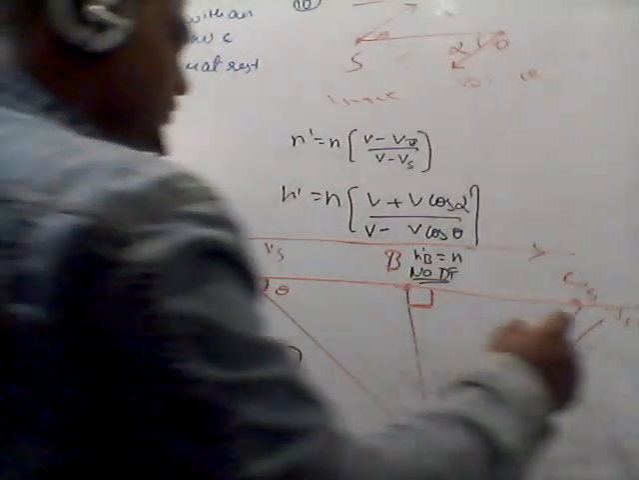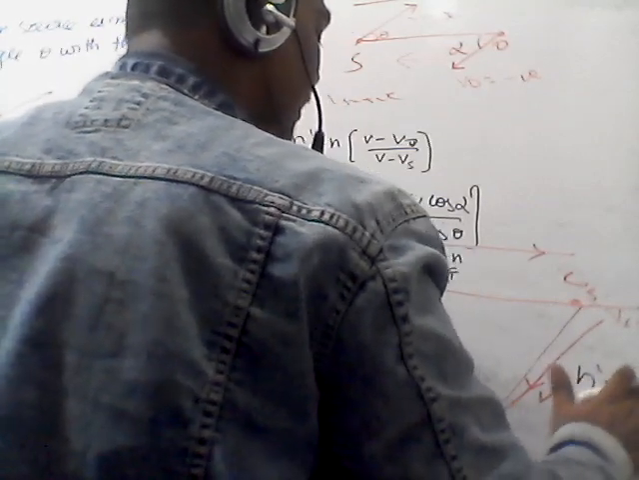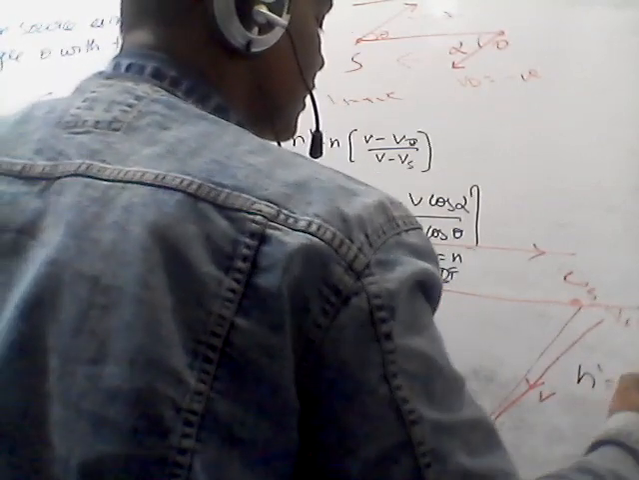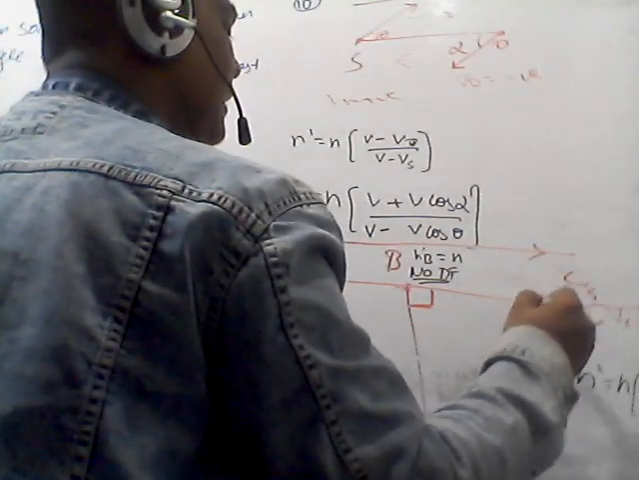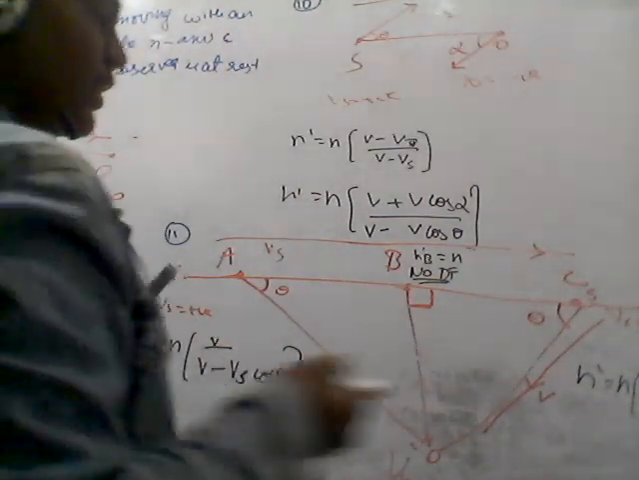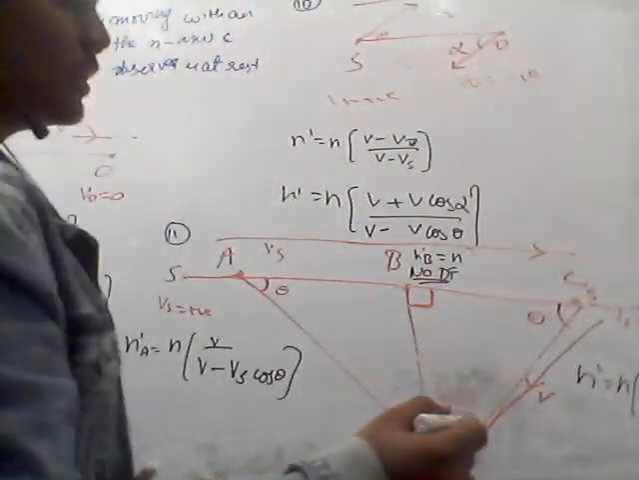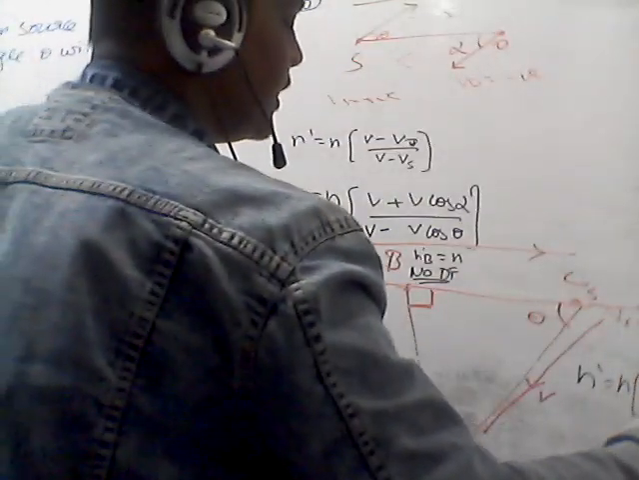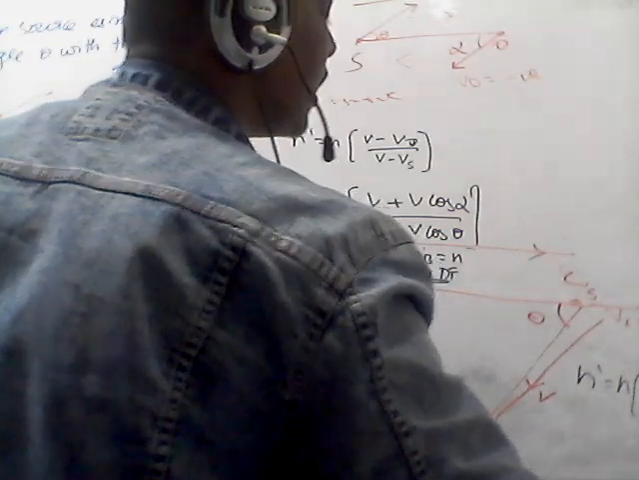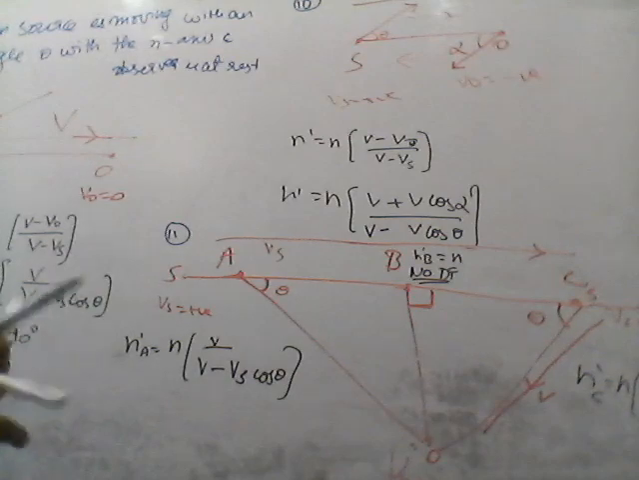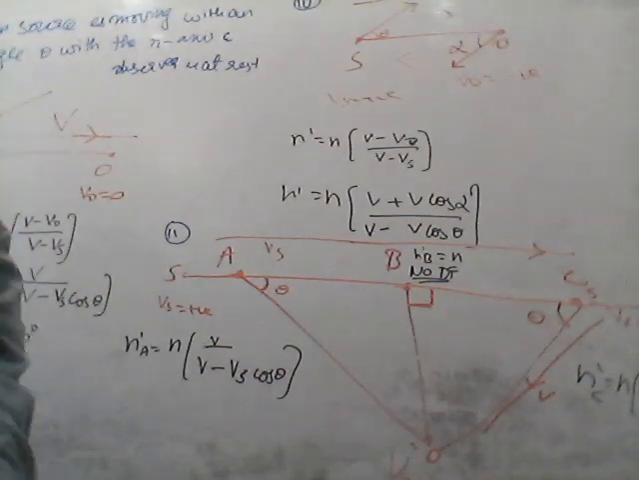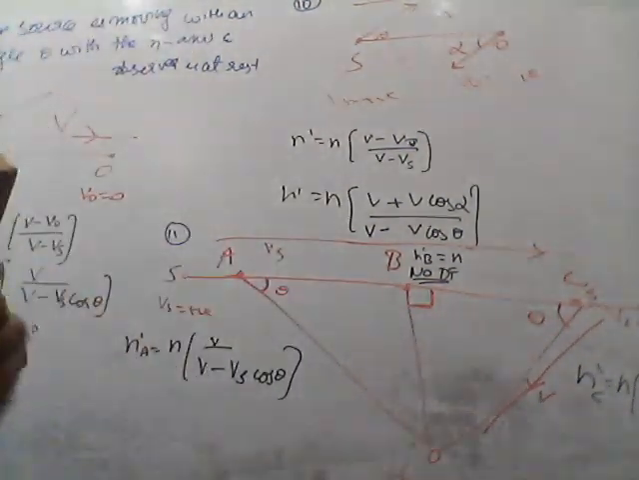Coming to here, n dash is equal to n into v, just v, because the observer is 0, by v. Again here also let us assume it's making the same angle theta. Why change? V minus or plus r: minus into minus, plus, v plus vs cos theta. This is of c. So na, nb, nc we have done. One last case.